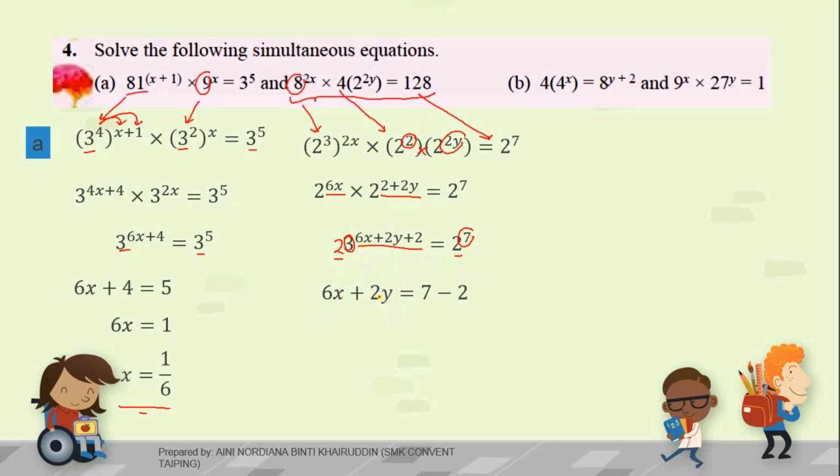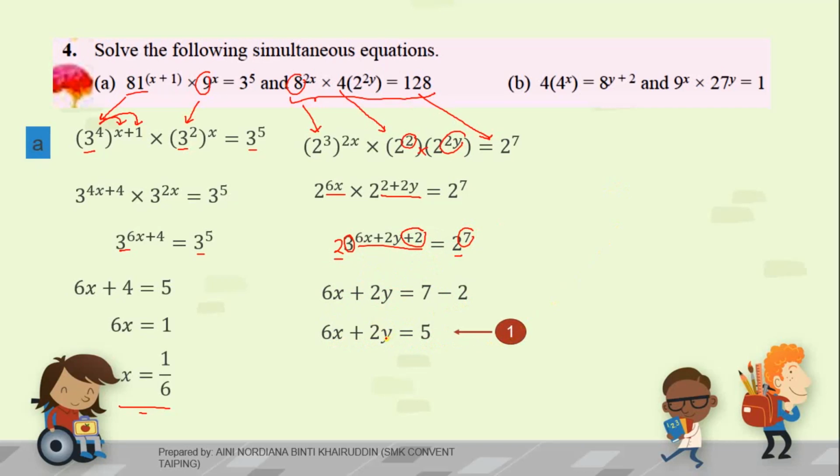So 6x plus 2y, 7 minus 2. Here I'll bring it to the right hand side. So I'll get 6x plus 2y equals 5. So I name it as equation 1.